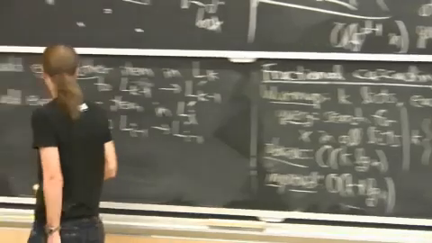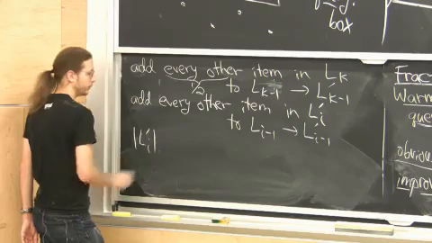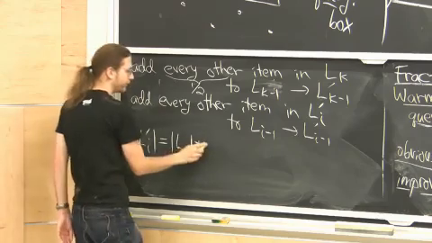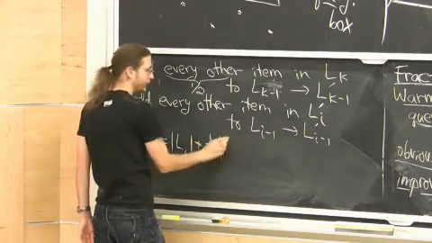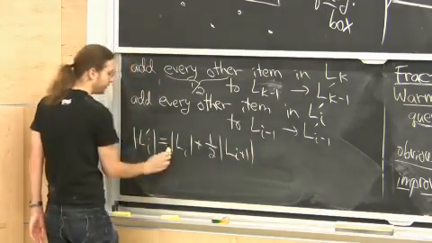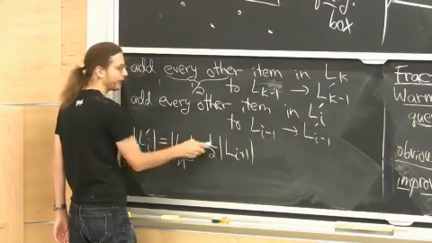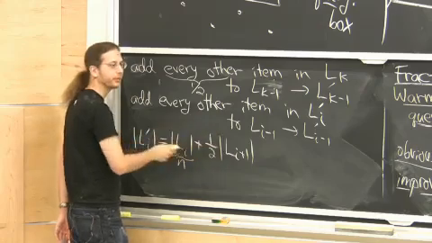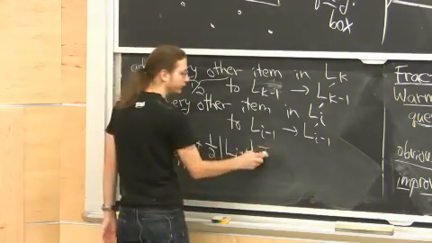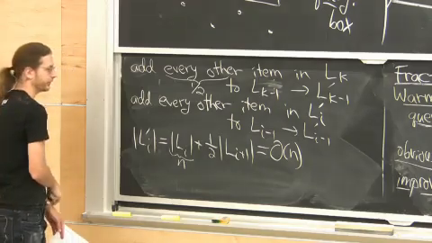How big do my lists get? What is the size of Li prime? Well, it started with Li, which is n, and then I added half of the items that were in the next level down, Li plus 1. So this is going to be n plus half n plus a quarter n plus an eighth n. It's a geometric series, so this is just a constant factor growth. I'm assuming all the lists have the same size here for simplicity; you can generalize.